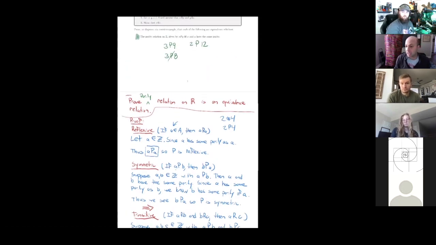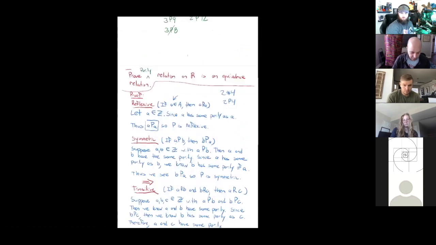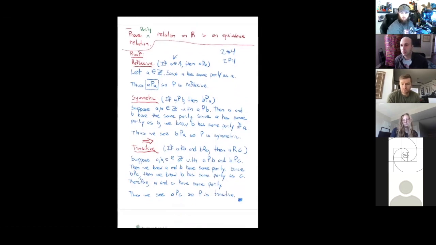Okay, any other questions about this example? Yeah, we only do all three for equivalence relations, right? We need to check all three of these to check whether a relation is an equivalence relation. Yeah. Okay, cool.